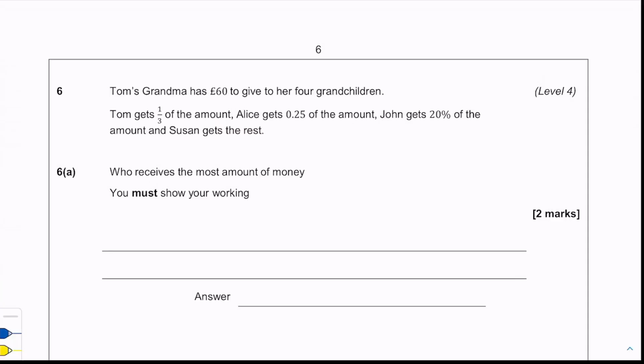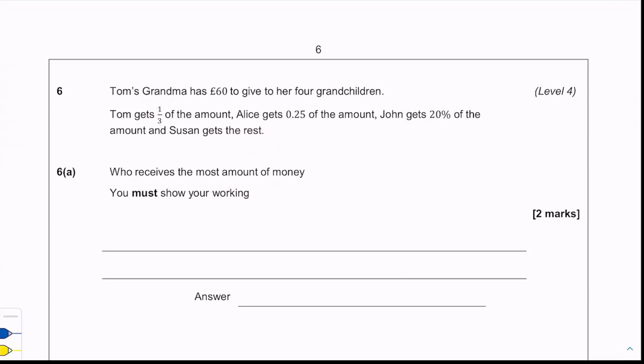Okay, right, next question, another wordy one, so a little bit harder. So Tom's grandma has £60 to give to her 4 grandchildren. Tom gets a third, Alice gets 0.25, John gets 20%, and Susan gets the rest. Who receives the most? You must show your working out. Okay, cool.